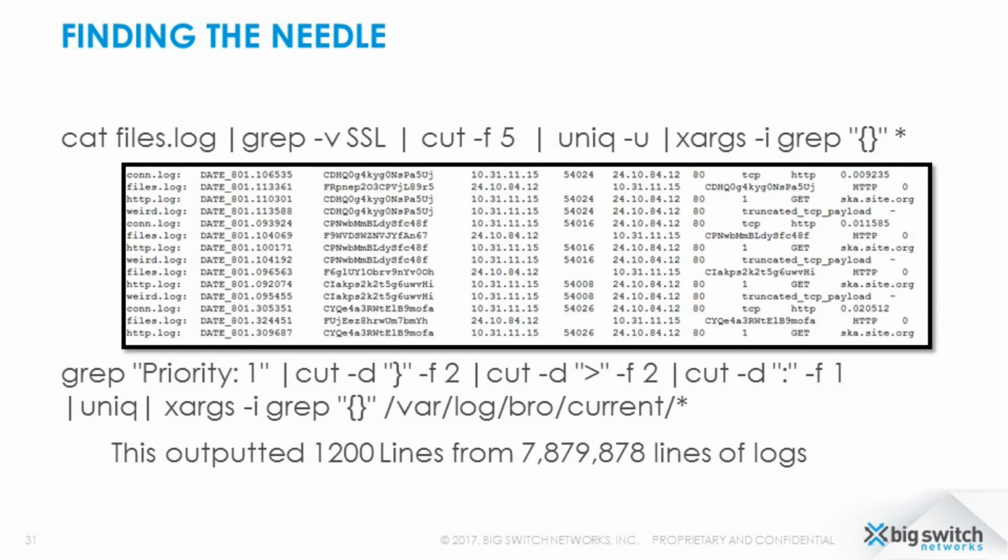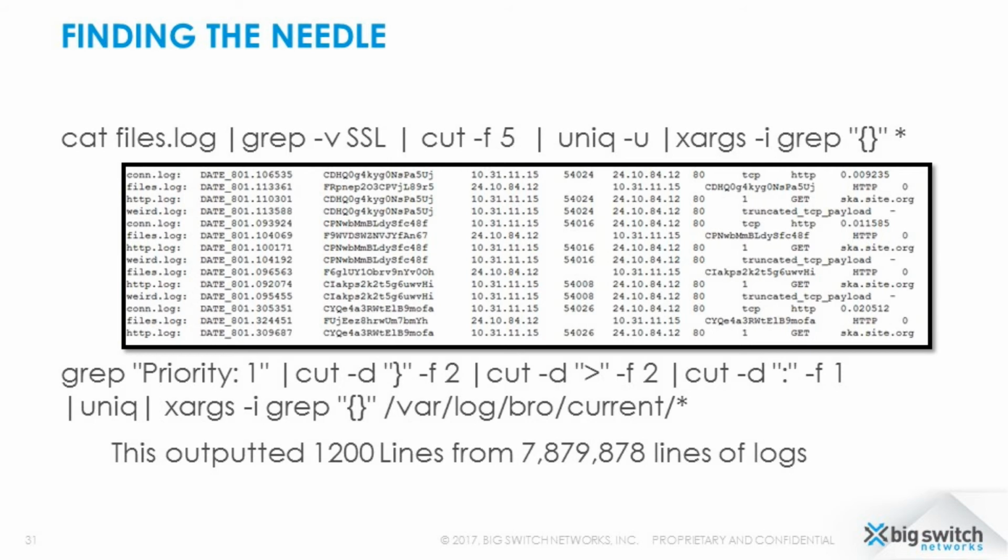The second one of these is actually pretty nice. What this one does is it starts off by looking at any of my Suricata logs. For the Suricata logs, anything that's a priority 1, I do a bunch of cuts to get the right piece of data out of there. And then once I have it based upon its IP address, I run that through the Bro logs.